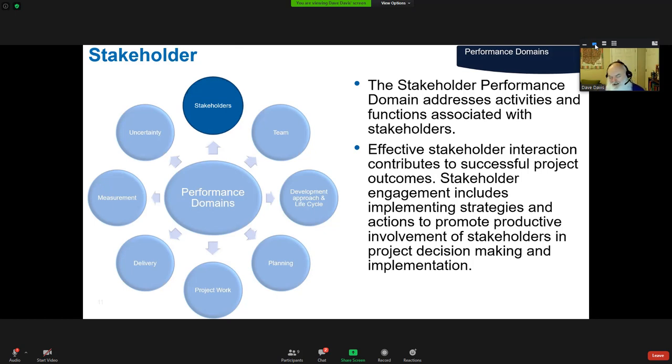And that means getting their ideas, communicating, utilizing their knowledge to make sure we capture requirements or expectations, whatever term we want to use, and making sure that we're delivering an outcome that the organization can adapt to. And so we're going to promote productive involvement of stakeholders in project decision-making and implementation.